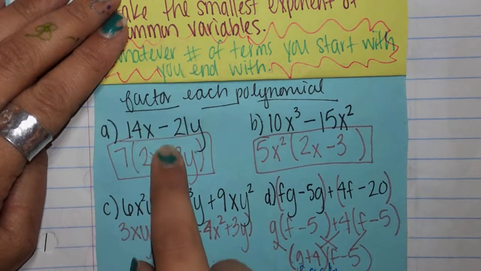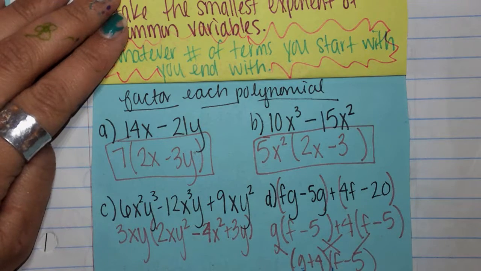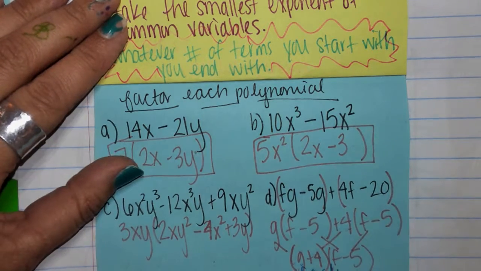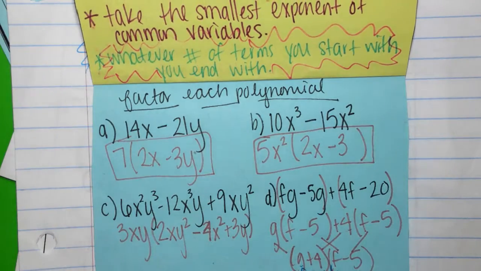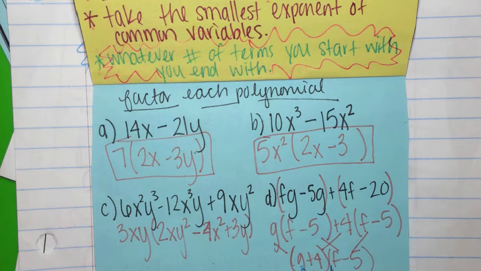Why did we not change our sign? Because 7 is the biggest factor, and we didn't divide by a negative, did we? No, so we don't change our sign. Don't change your signs, kids.